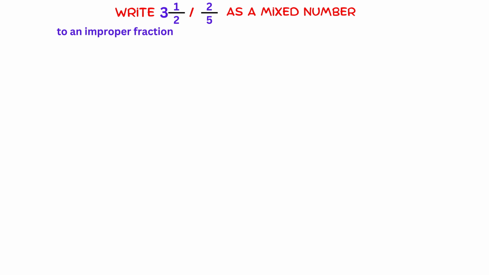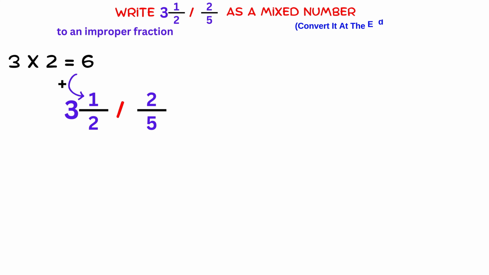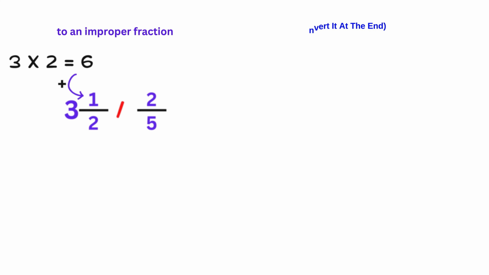In this question, we're dividing 3½ by 2/5. The fact that we need the answer in the form of a mixed number doesn't change how we do the question at all. It just means that we're going to have to convert it into mixed number form at the end. The first step, though, is to convert this 3½, which is a mixed number, into an improper fraction to make things easier for ourselves.